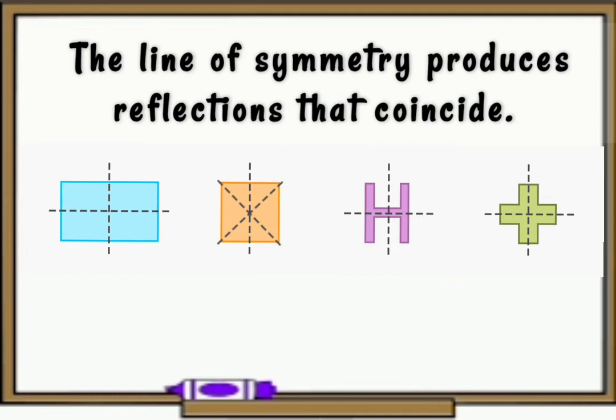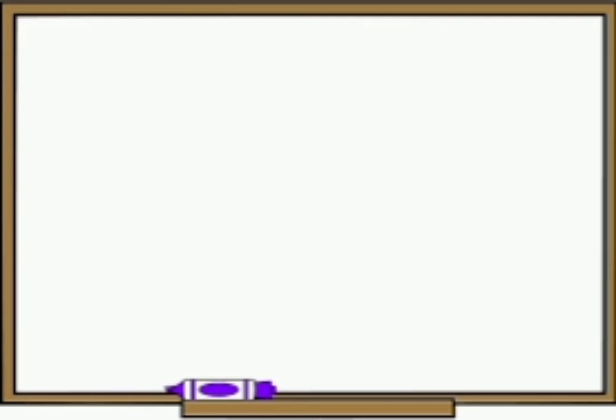So here's how shapes and objects can have multiple lines of symmetry. So look clearly at the pictures. They have more than one line of symmetry.